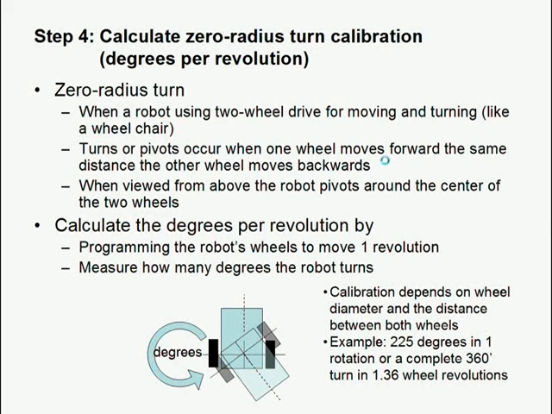The way you calculate it is, you program the robot's wheels to move 1 revolution in a turn, then you measure how many degrees the robot turns. We found our robot turned about 225 degrees, and so using further calculations, a complete 360 would take 1.36 wheel revolutions.